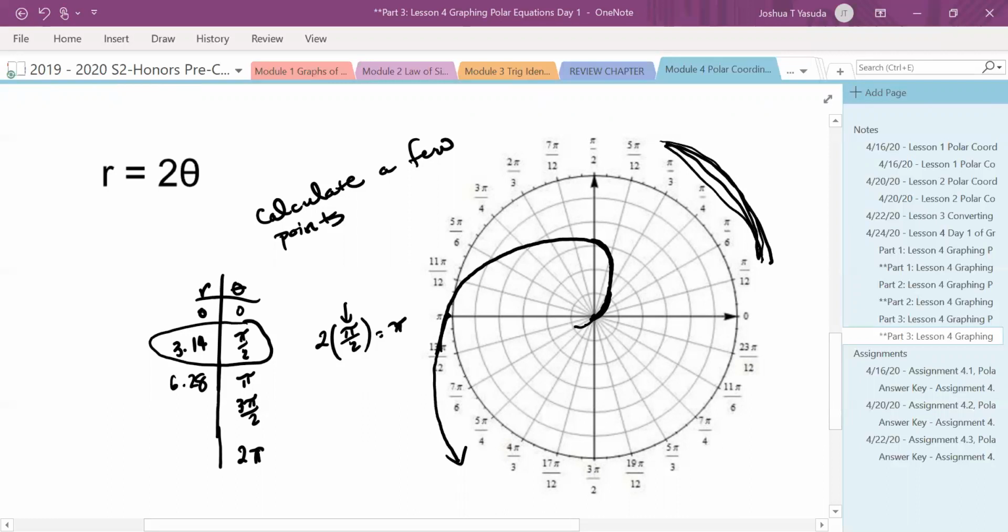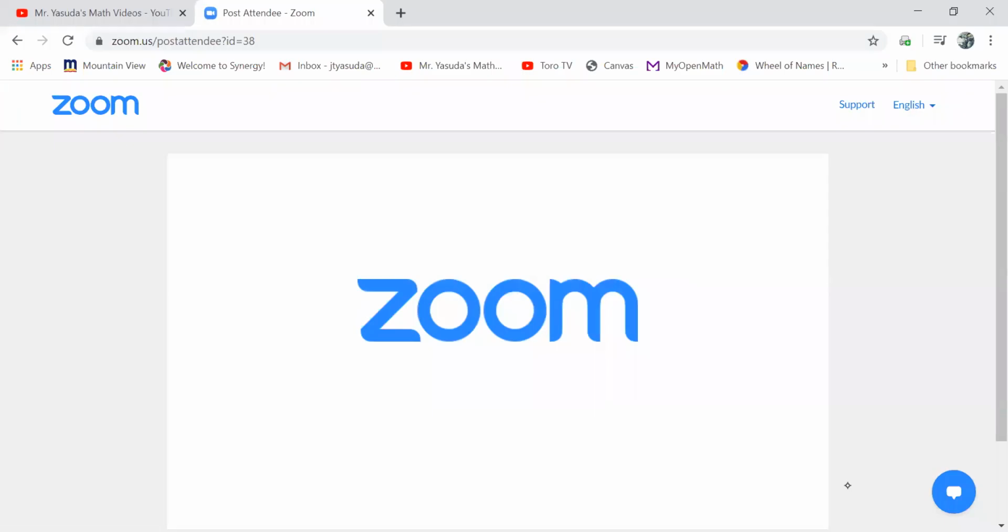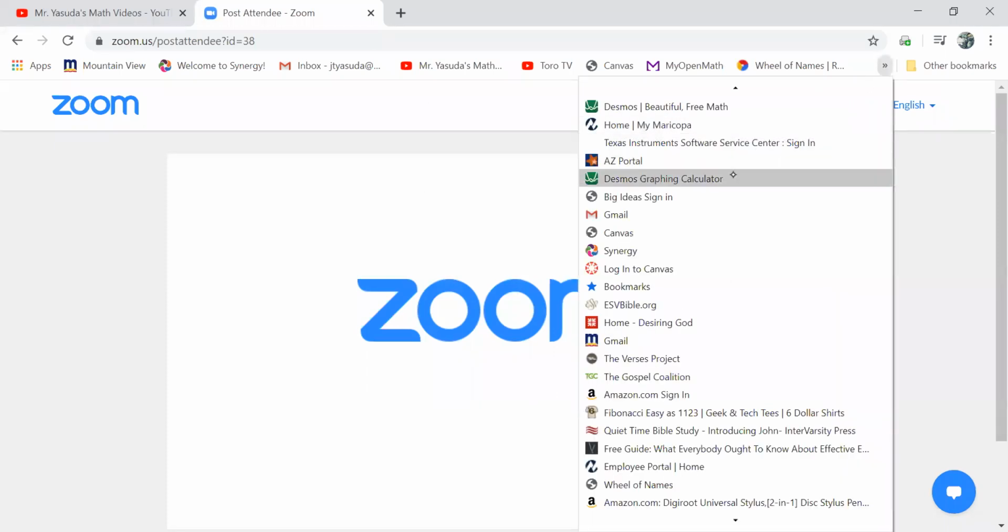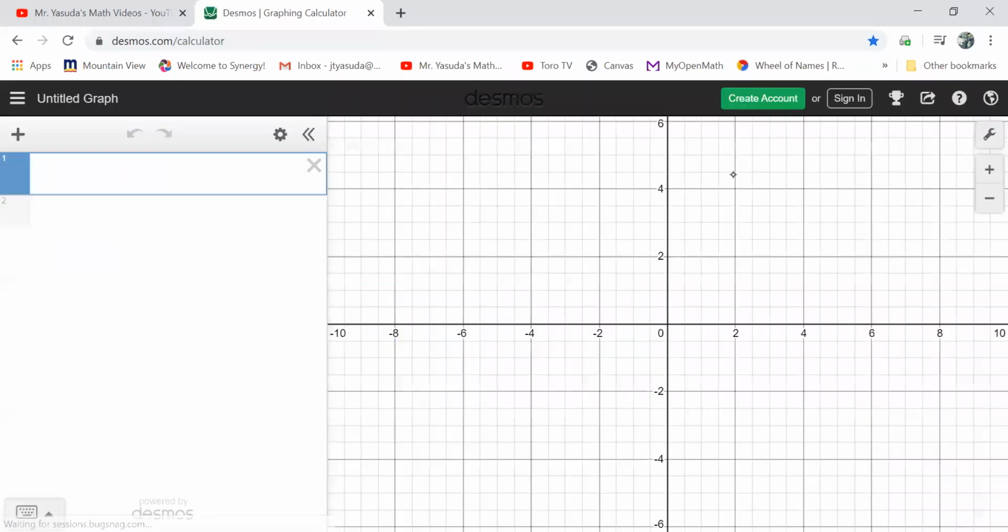New share, Desmos. I have Desmos open somewhere. At least I thought I did. Okay. Nope. I don't have Desmos open. Share. We'll open it up real quick. Hopefully you can see this. That would really be a bummer if you can't.